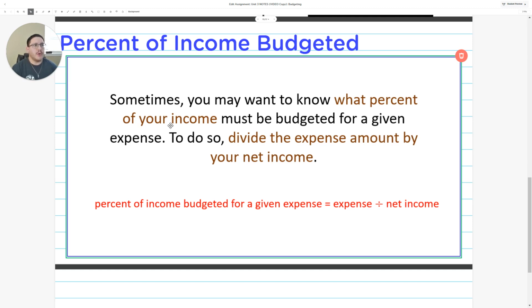Sometimes you may want to know what percent of your income must be budgeted for a given expense. So this is just basically seeing your budget through a different lens, to get the idea of how much of your budget is going towards specific things. Sometimes you want to know what percentage of that expense is coming out of all your other expenses, so that you can add or subtract expenses in order to either afford it or, if you don't think it's important, move those expenses to other things in your budget.